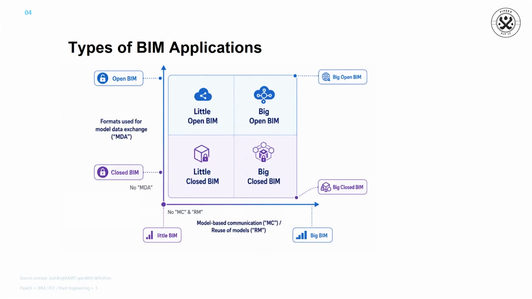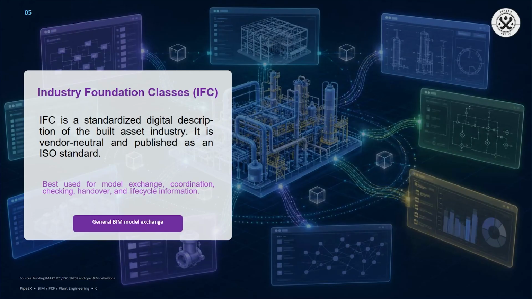This idea is very important for plant engineering because no single software usually covers everything perfectly. One team may work in Revit, another team may work in Plant 3D, and another team may use AVEVA, CADmatic, Smart 3D, CAESAR II, AutoPIPE, or isometric generation software. The challenge is, how do we exchange data between all these tools? The most well-known open BIM format is IFC, or Industry Foundation Classes. IFC is a standardized data schema used to exchange BIM data between different software applications.